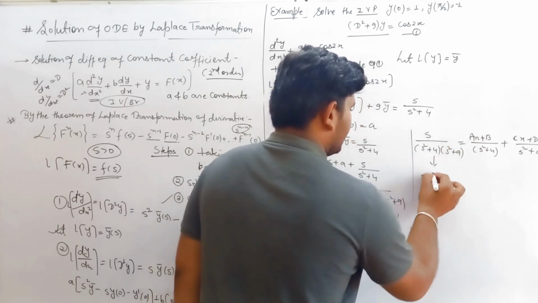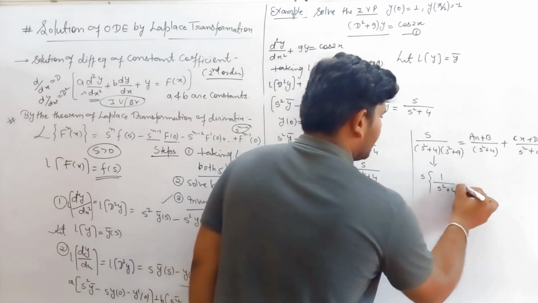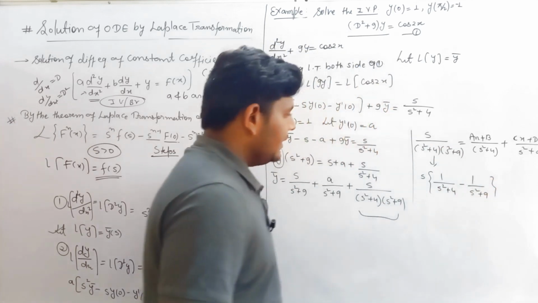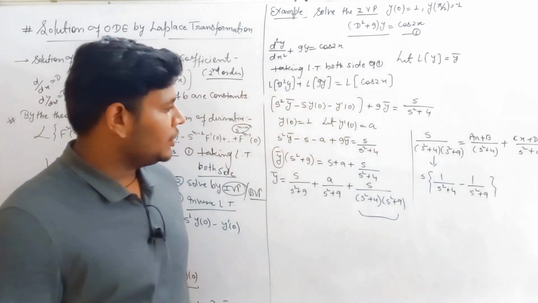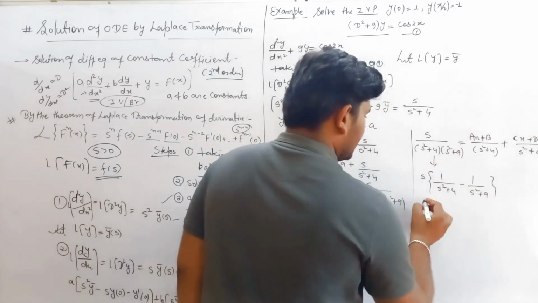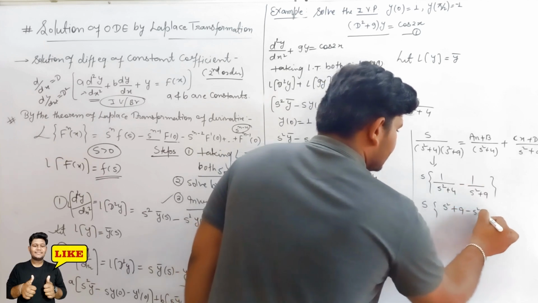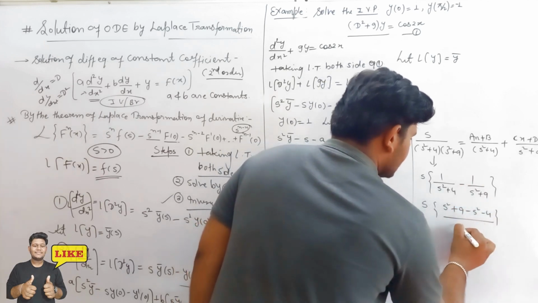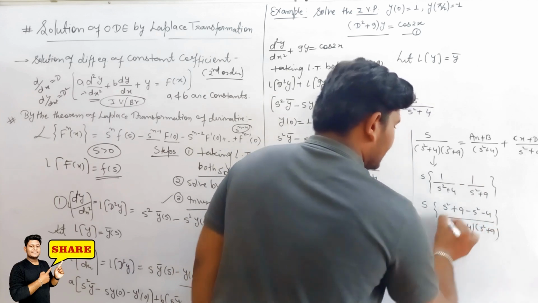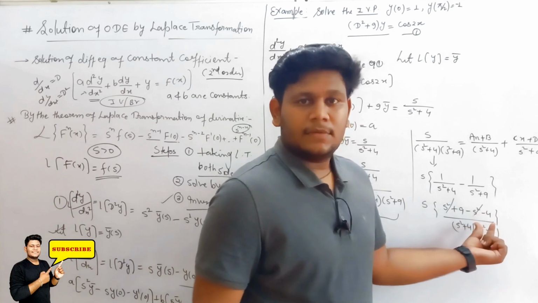Okay, take common s from here and write s square plus 4 minus 1 upon s square plus 9. If I am writing in this way, then you can see here, consider a, and this term is 1, this term is 1. Then if I'm taking the LCM like this, you can see here s square plus 4, s square plus 9. This term got cancelled, but there is a remaining 5.